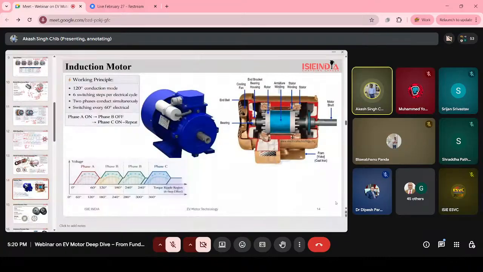I think you have known about this motor, the induction motor. Anyone? It is also called an asynchronous motor. Yes, anyone was trying to ask something?